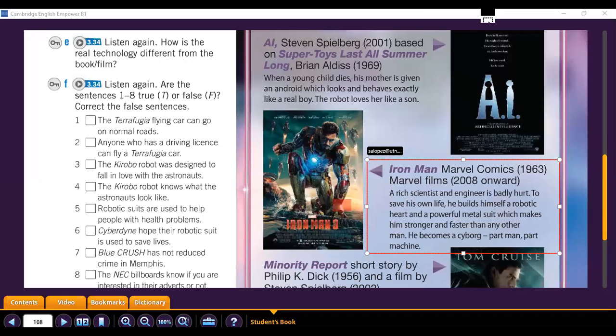Help me reading this part of Iron Man. Please, can you help me reading? Janet, can you help me reading this one, please?